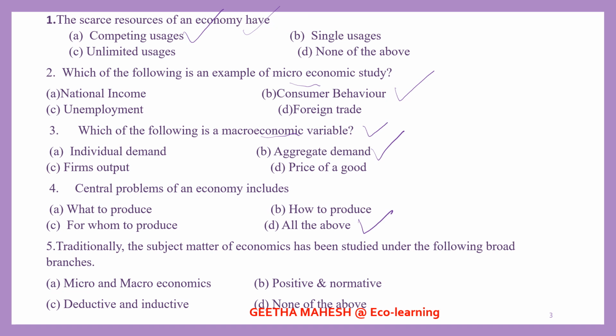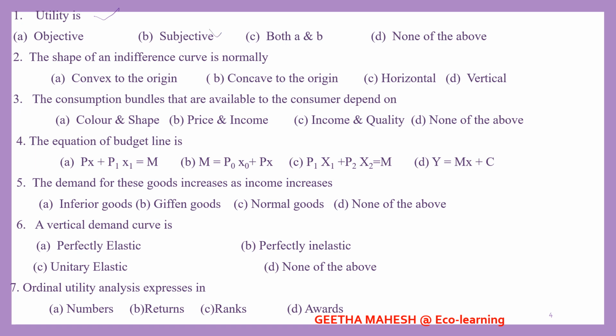Traditionally, the subject matter of economics has been studied under the following broad branches. So broad branches, and in your syllabus you know very well, we discuss micro and macroeconomics. So this is the right answer. Utility is a subjective concept. The shape of the indifference curve is normally convex to the origin. Consumption bundles that are available to a consumer depend on the price and income of the consumer. Equation of budget line is always P1x1 + P2x2 = M.